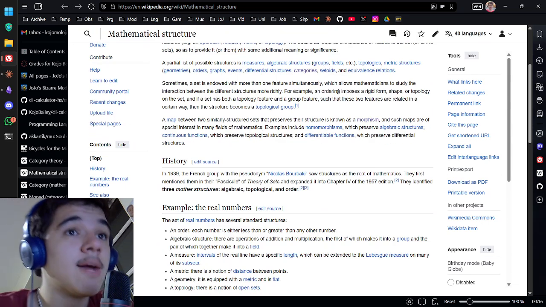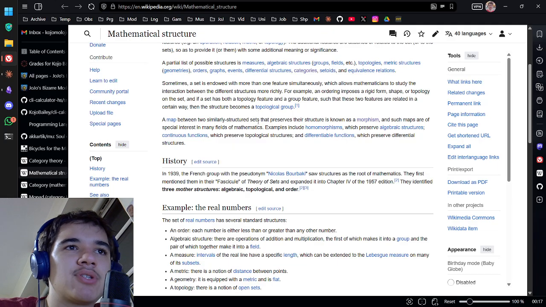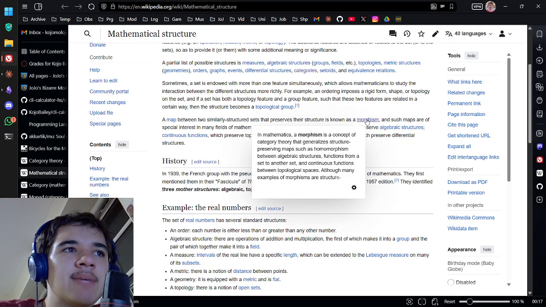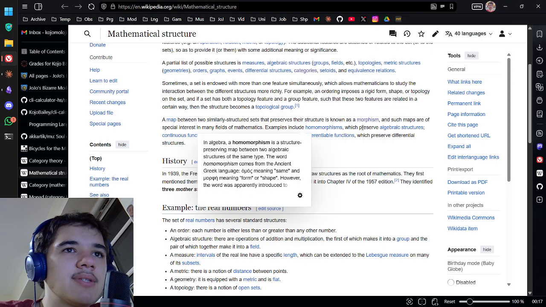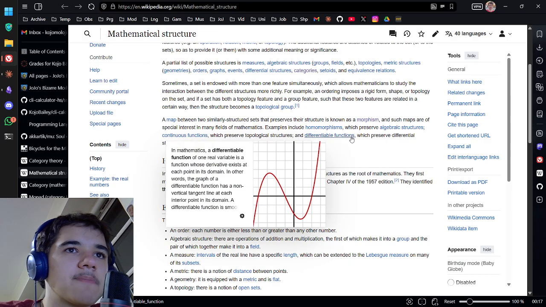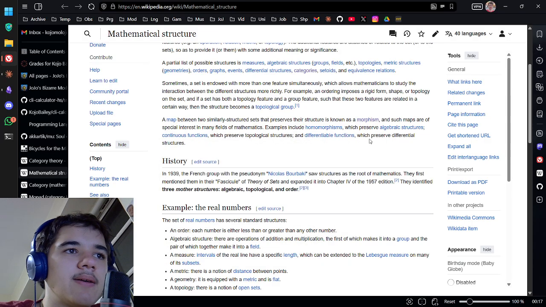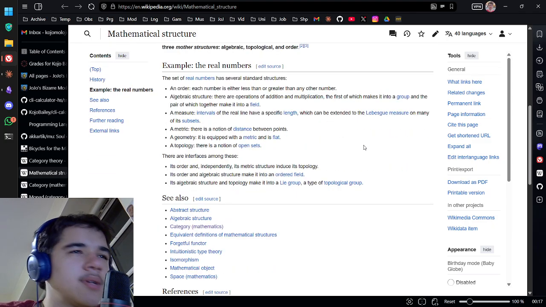But morphism mentioned: a map between two similarly structured sets that preserves their structure is known as a morphism. Such maps are of special interest in many fields of mathematics, such as homomorphisms, which preserve algebraic structures, continuous functions, and differentiable functions. Cool. There are some examples, which I will look into in a second.